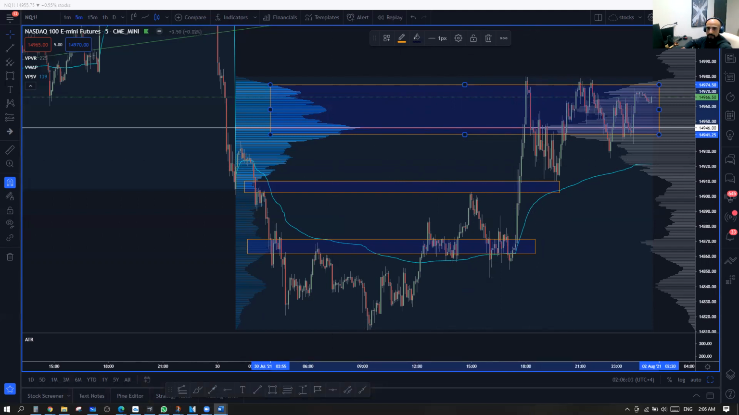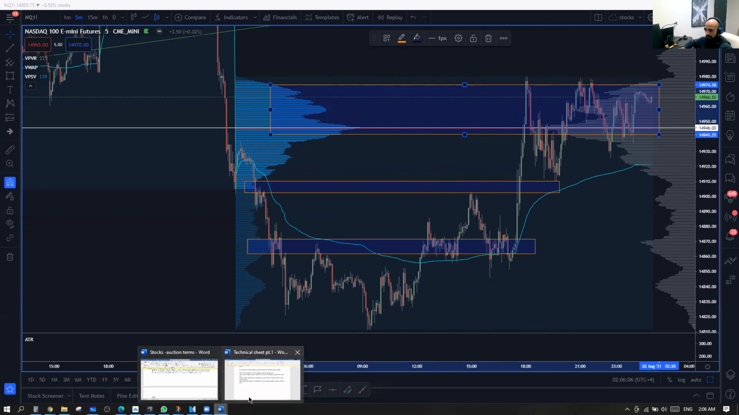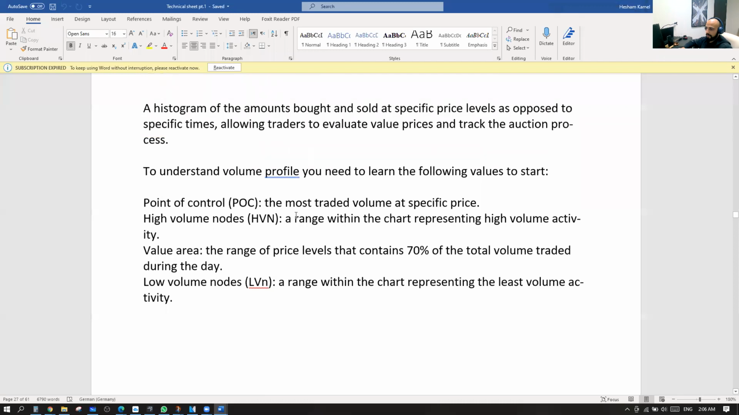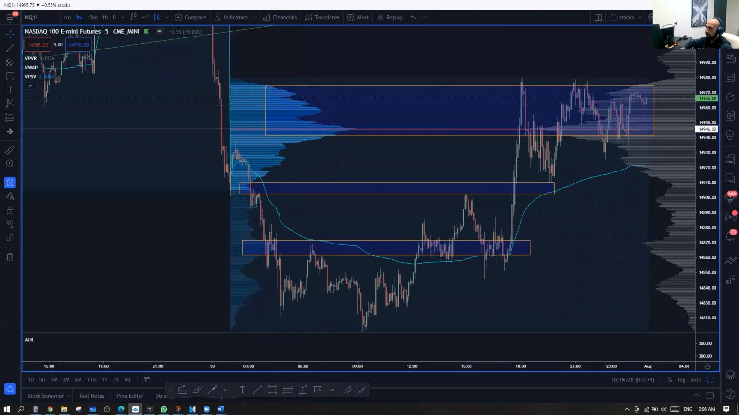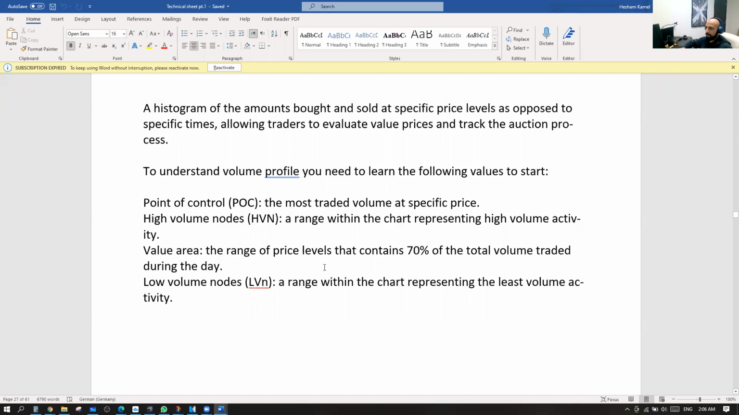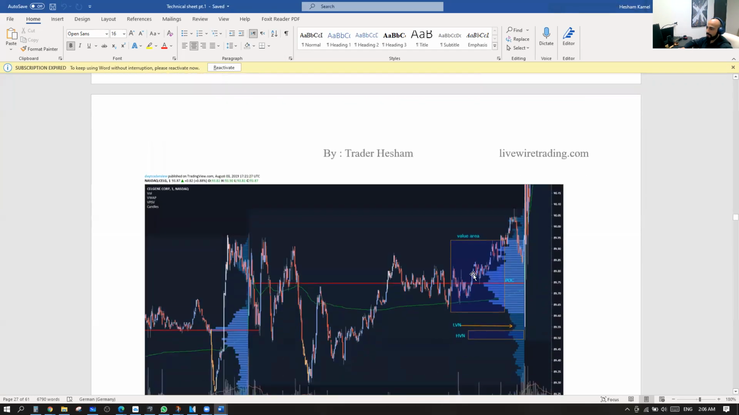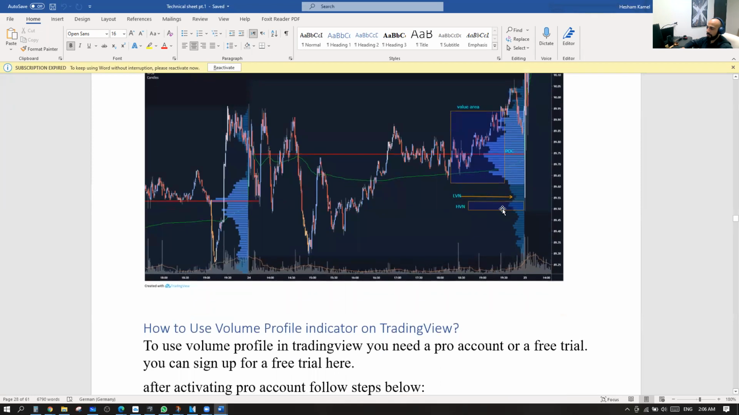So let's take this. Now we talked about the POC, the most traded volume at a specific price; high volume nodes, arranged within the chart representing high volume activity; and the value area, which is the full area of the value. This is the value area, which we call initial balance or IB. The range of prices, the price levels that contain 70% of the total volume traded during the day. Low volume nodes, LVN, arranged within the chart representing the low volume activity. And this is what we just discussed right now.